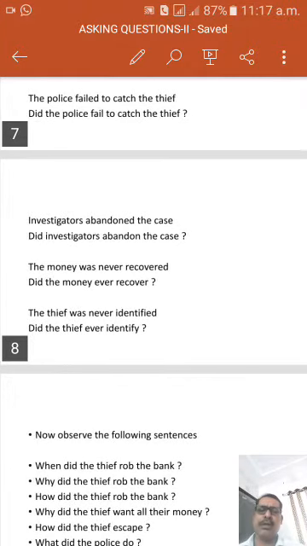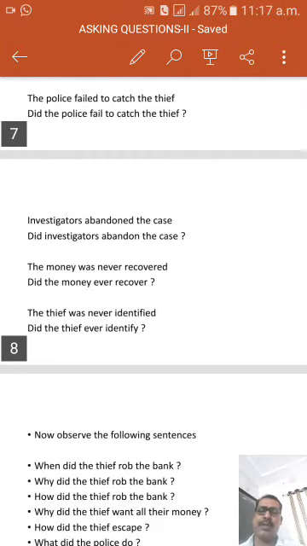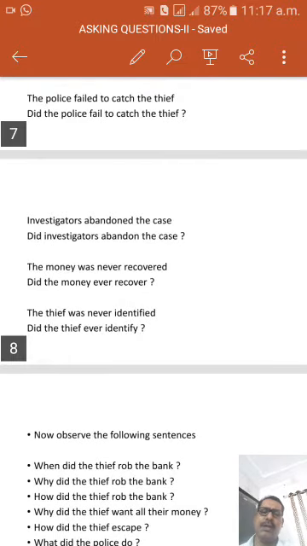So almost all the questions are in the past tense because the passage is in simple past tense. When the statement is in simple past tense, we start the question with did. Did is the past tense of do or does, and did is used with all persons: first person, second person, third person, singular, plural. After did, we use the V1 form of the verb.